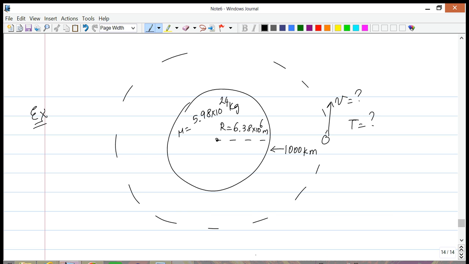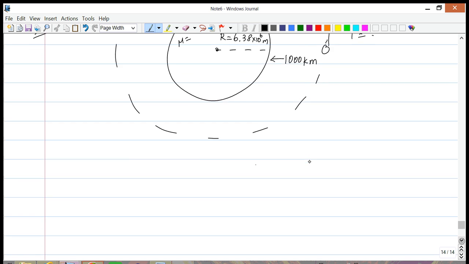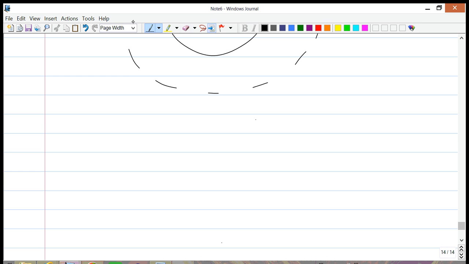From the previous video, you already recognize by now that the speed of the object is simply equal to the square root of G times M over r. In order to obtain this, let's just quickly do a calculation. If you cannot remember this, it's always good to know how you get this.